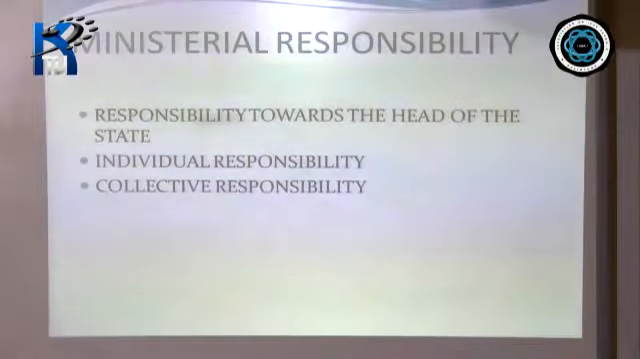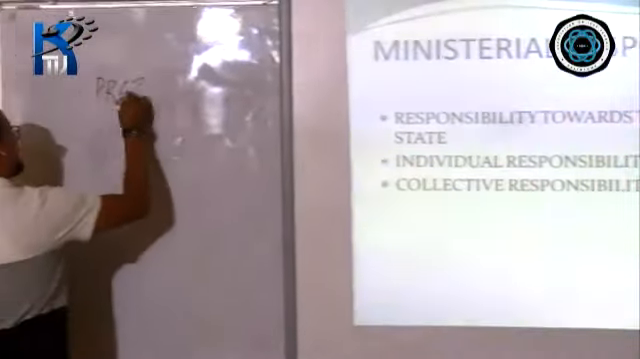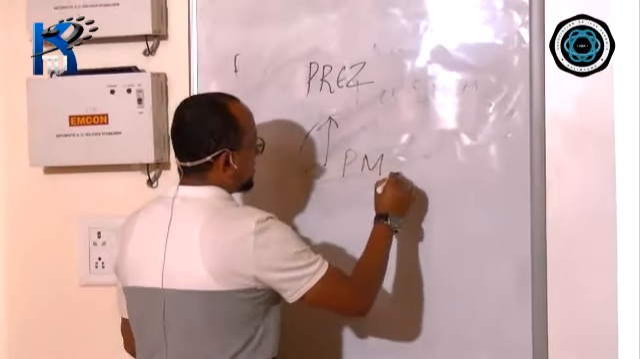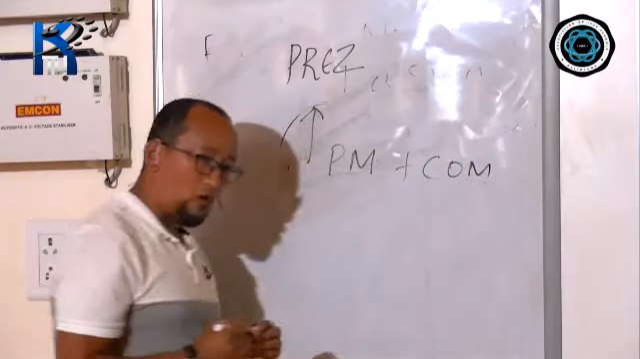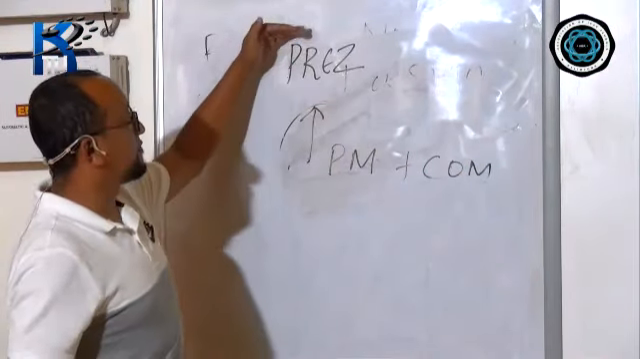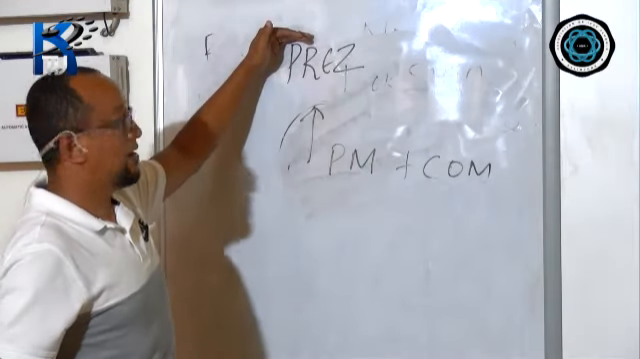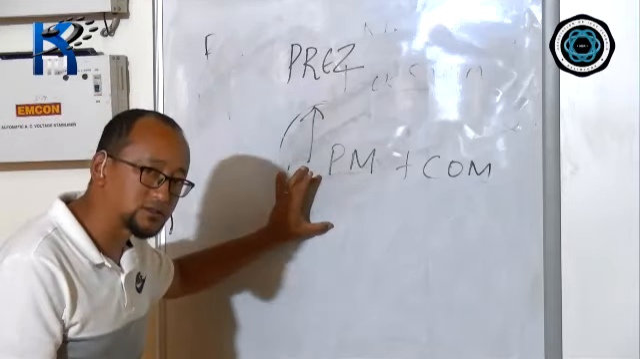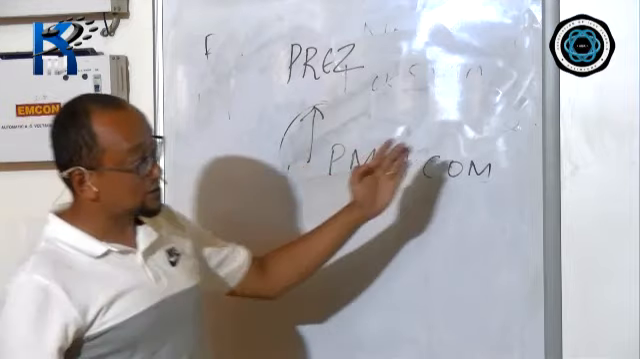Well, the first thing, the responsibility towards the head of the state would be this. The Prime Minister and the Council of Ministers would always be advising the head of the state. So children, have a look over here. President is the head of the state in India. So the Prime Minister and the Council of Ministers would always be advising the head of the state, that is the President. And all of you are aware that the President shall always work on the advice of the Prime Minister. So I hope that's all right, the first point.